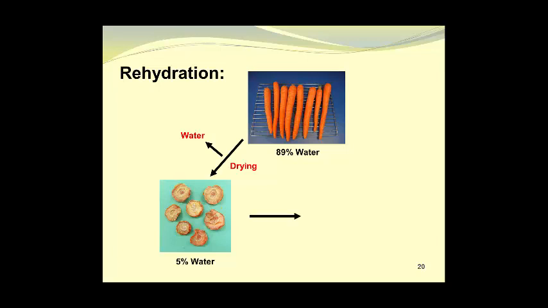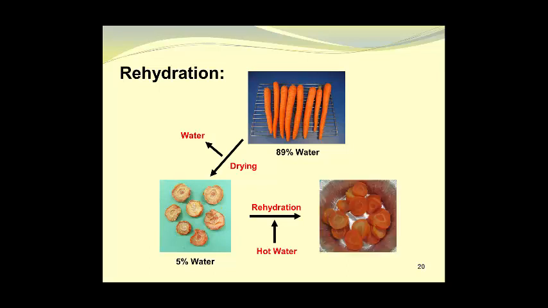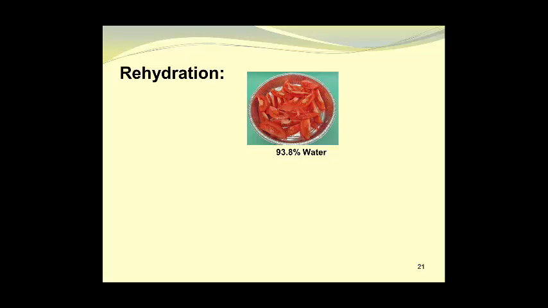Then we will go through the rehydration process where we add hot water and we end up getting a rehydrated product with 76% water. And as you can see, we did not get back to the original moisture content of these carrots. In the next example, we're going to look at some tomatoes.